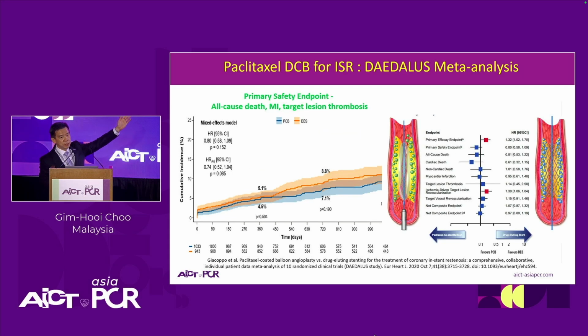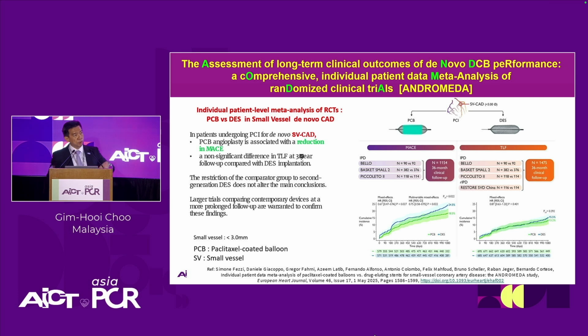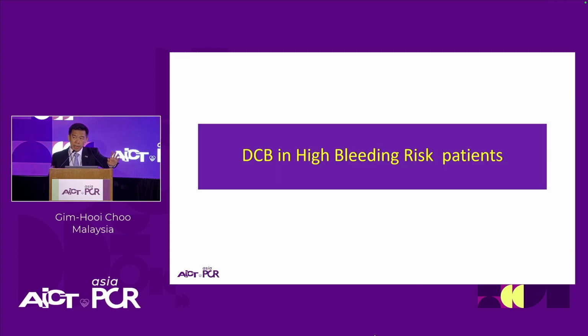Furthermore, there's no safety signal if you have to put a DCB for ISR, right? No problem in terms of MI risk or mortality events. With small vessels below 3 millimeter, again, we have some data analysis to say that it may be better than DES for small vessels.